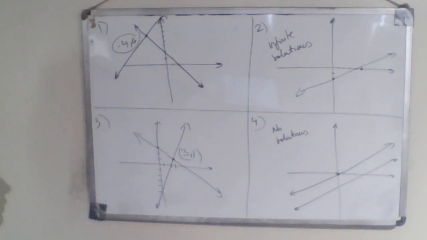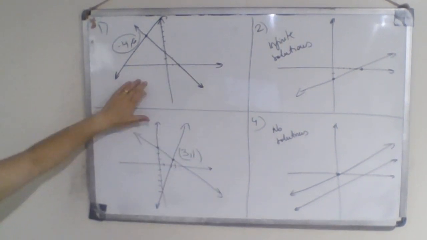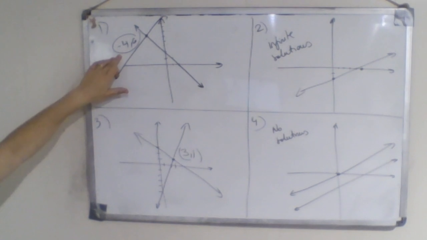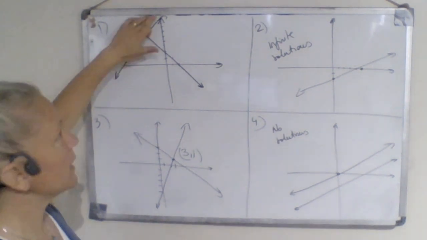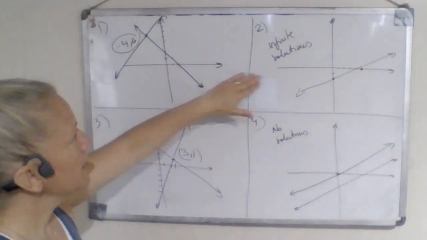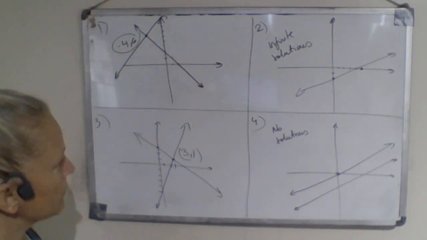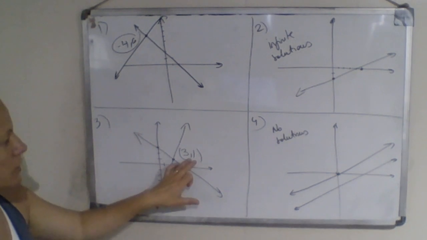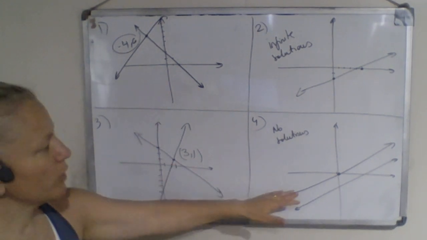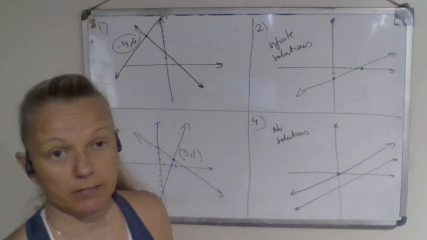Okay guys, here's your 1, 2, 3, and 4. The first one, your solution should have been negative 4 and 6. This was a little bit harder to graph. You had to go to 9 on the top. The second one, you should get two lines that overlap. This is infinite solutions. Both lines look the same. For number 3, your solution is 3 and 1. For number 4, your lines are completely parallel and they have no solution.